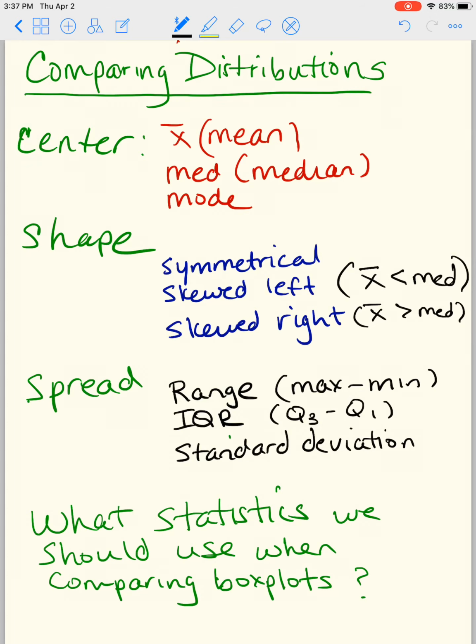So what statistics should we use when we compare box plots? When we are looking at box plots, because typically they're not symmetrical, we want to talk about the median, the range, and the IQR. As far as the shape goes, it doesn't matter if the distribution is a box plot, a stem plot, or any other graphical display. We discuss symmetry the same way.